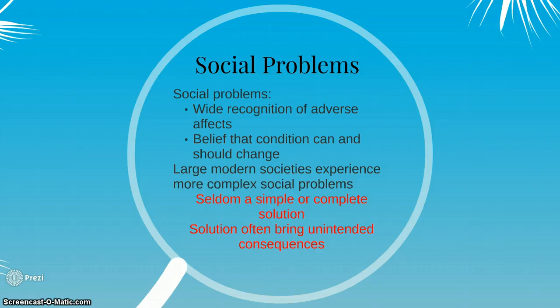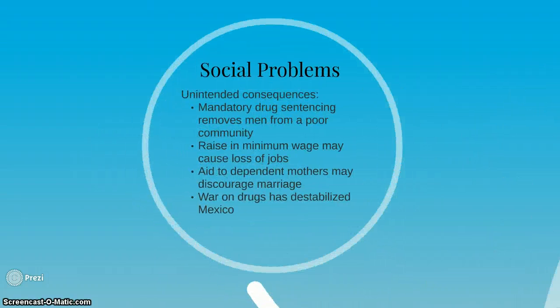Social problems. There's a wide recognition of adverse effects of many social problems such as poverty, racism, inequality. There's a belief that the conditions can and should change. Large modern societies experience more complex social problems than do simple or pre-literate societies. Seldom is there a simple or complete solution. With complex social problems comes complexity in finding solutions. But the solutions often also bring unintended consequences.